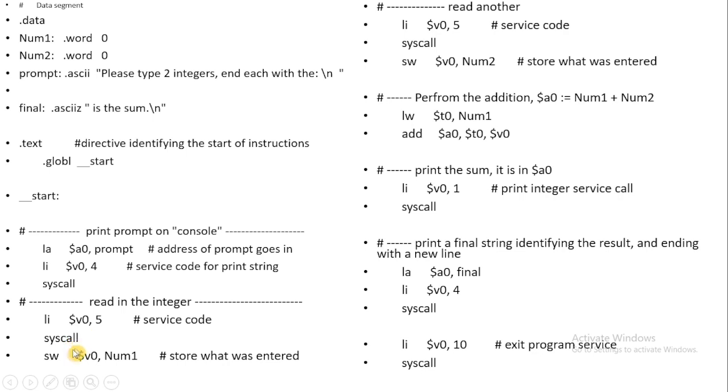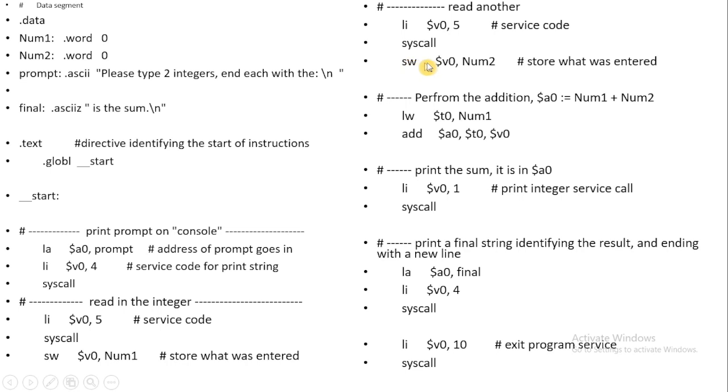Okay, then we are writing syscall, and that number is now stored in $v0, so we have to store it somewhere else. So we are writing SW. SW is store word, and we are shifting $v0 to num1. Okay, so V0 की value num1 में चली जाएगी. Then we are again reading another number since we have written 2 integers. फिर से हमें same code वही लिखना है वापस, and again we are writing SW $v0, num2. So V0 की value num2 में चली गई.